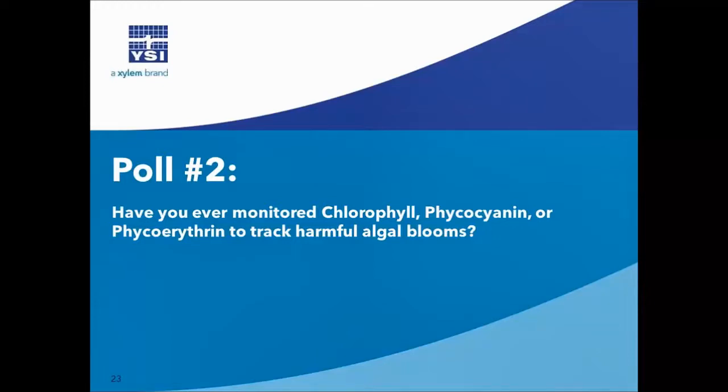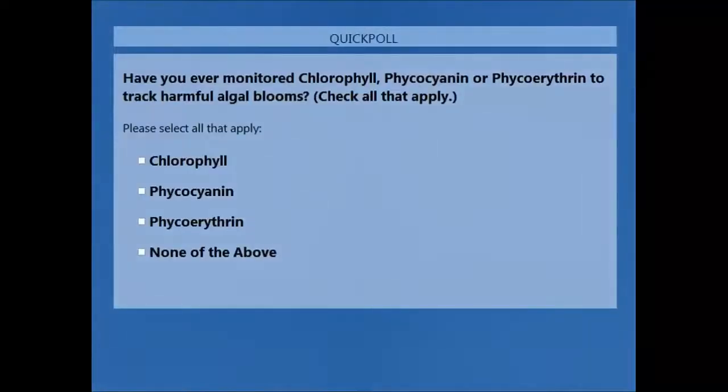So now that we've talked about some of the parameters that we can monitor to track a harmful algal bloom, we want to get some input from the audience. Are you guys monitoring any of these pigments currently? Give me 1 second and you'll see the poll. It should be on your screen now. Select as many as apply for your organization. What are you monitoring right now? It doesn't necessarily matter what the method would be, just the parameter type.